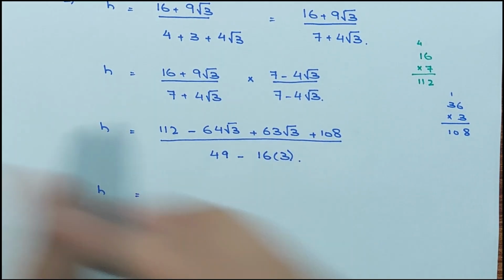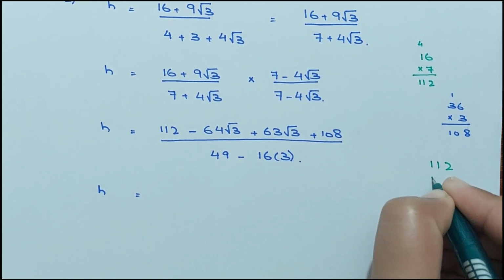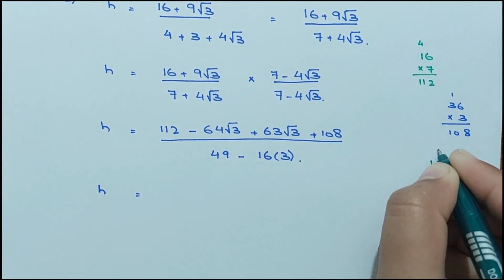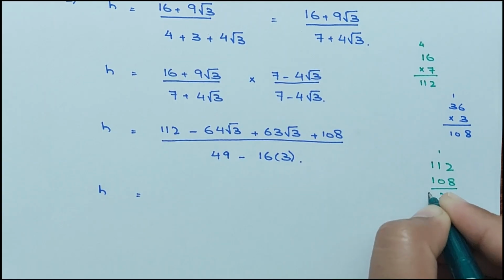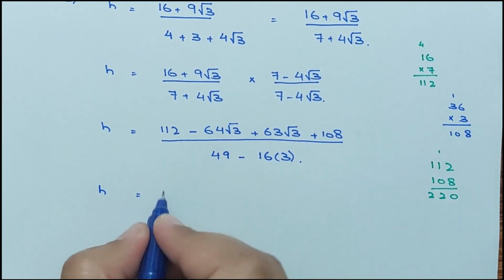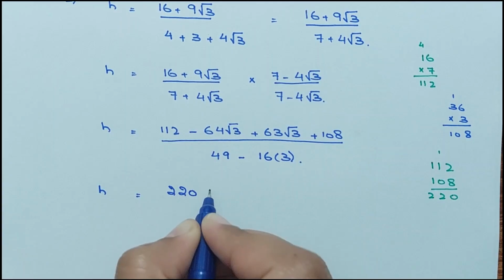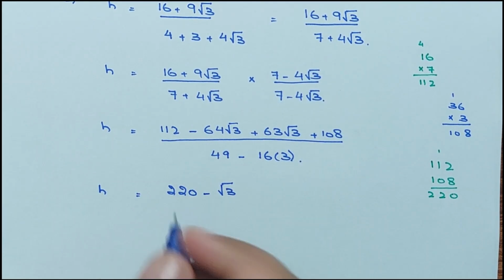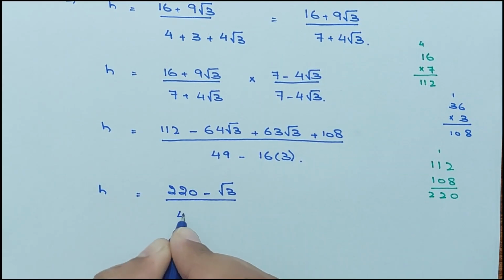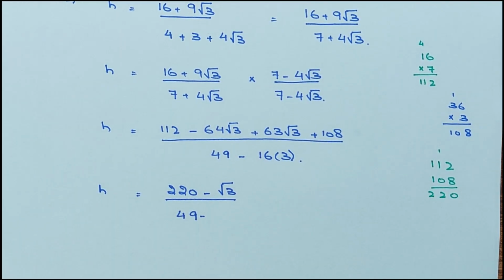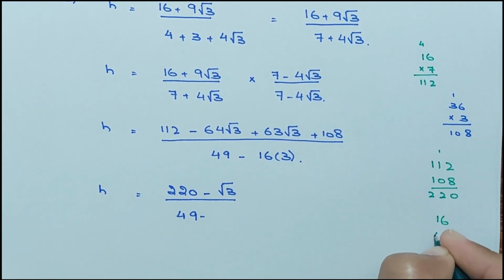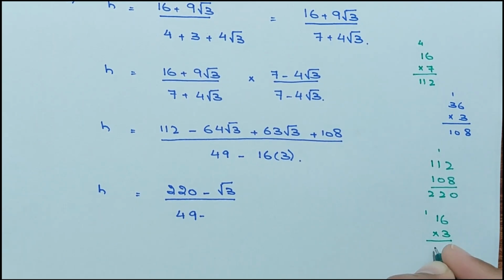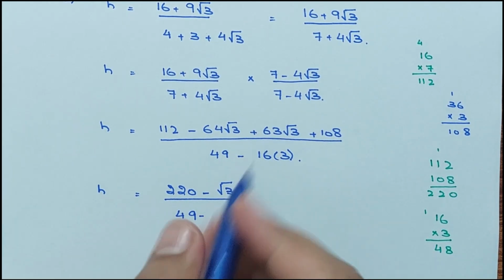So 112 and 108, this should be 220. And we have negative root 3, because 63 and negative 64 combine. In the denominator, this is 49 minus 16 times 3. We can do 3 times 6 is 18, and 3 times 1 is 3 plus 1, which is 48.